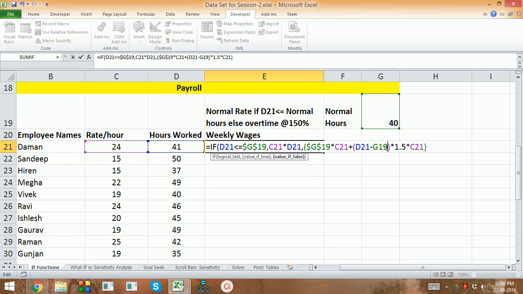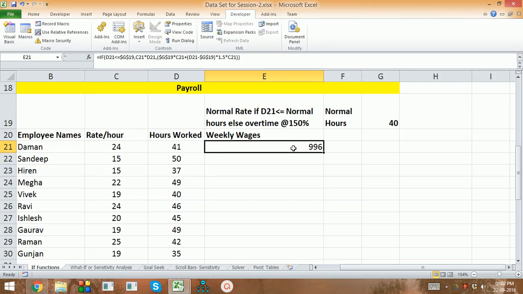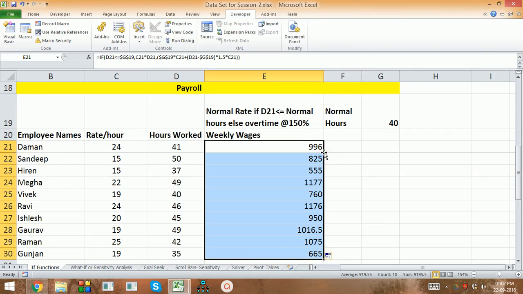G9 should have been frozen. We freeze it and we are good to go. Yes, I forgot to put a closing bracket there. And that's the weekly wage for the first employee. And we double click the crosshair cursor to get the formula till the end.